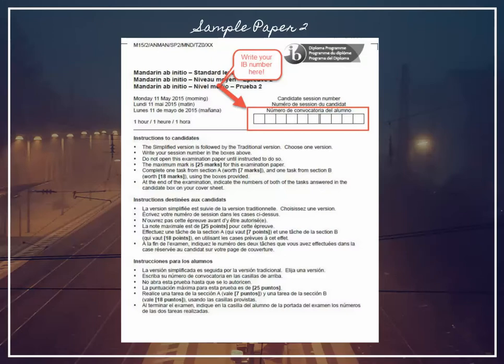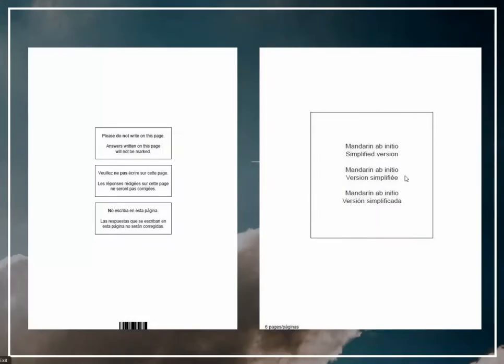Here's a sample paper 2. On the first page, please write your IB number in the space provided before you do anything. Please read the instructions carefully. The second page is blank. The third page just tells you the version of the test. There are two versions, simplified and traditional. You would choose the one that you usually write in, okay?